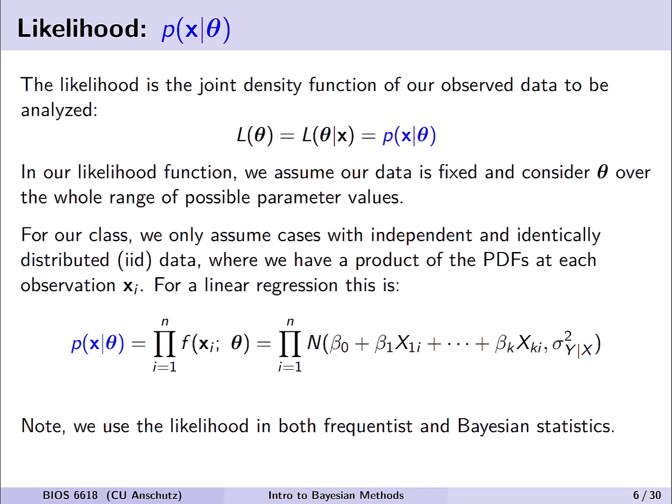Now, in our class 6618, we're only assuming cases which are known as independent and identically distributed, or IID data, where we can have a product of the PDFs or that probability density function for some distribution at each observation x sub i. For example, in the context of linear regression, the focus of the latter half of our semester, we see we have something like this, where we have as a generic notation this idea of the product from i equals 1 to n. So for each person, we put into the likelihood their observation for their x sub i given theta. Specifically, we see for regression here, though, it's beta naught plus beta 1 x sub 1 for that ith person's value up to some arbitrary number of coefficients or predictors k. And of course, we have an assumed constant homogeneous variance for our likelihood.